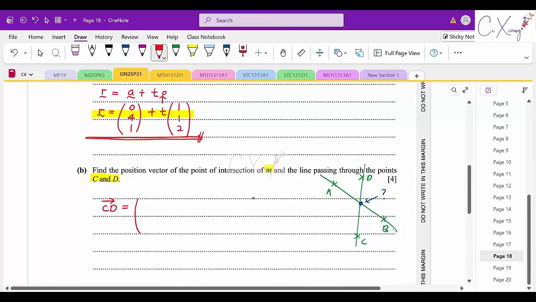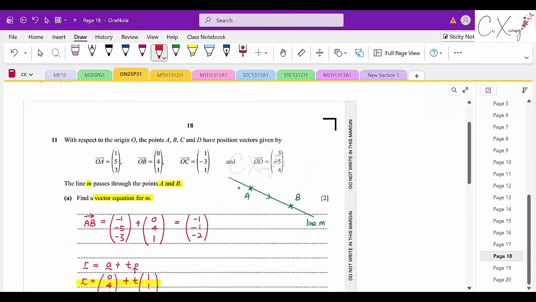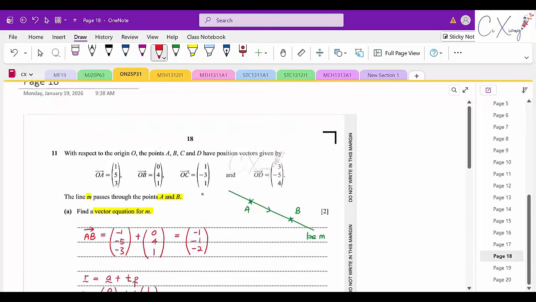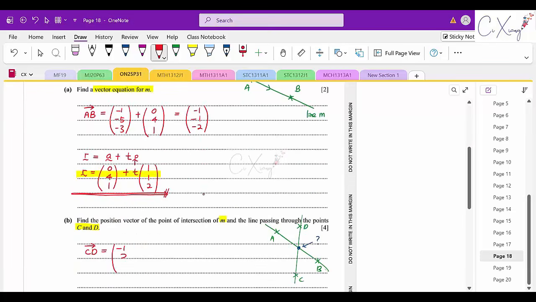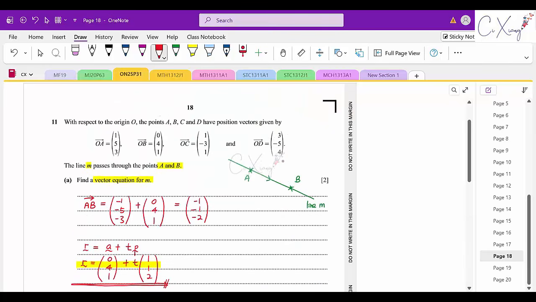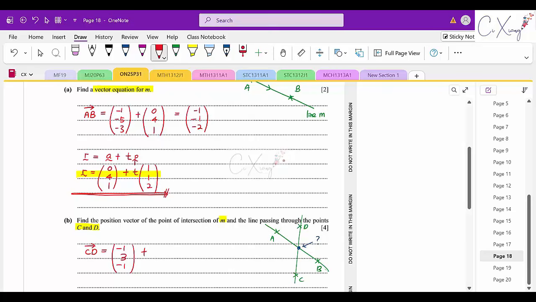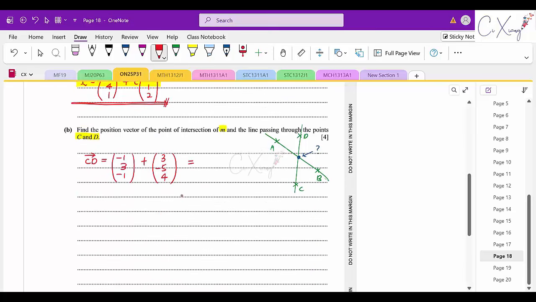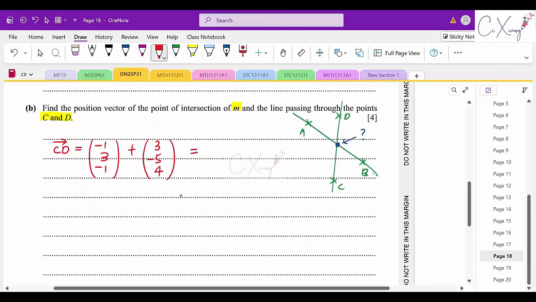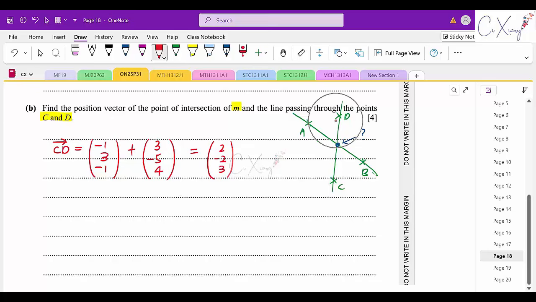So what is the CO here? CO is -1, 3, and -1, then plus OD. What is your OD? OD is this one, 3, -5, and also 4. And the direction of this particular line will be what? It will be 2, -2, and also 3. And again, this is the direction of the line CD, and the passing point for the line CD is either point C or point D.